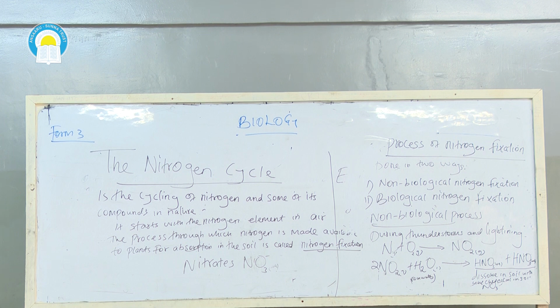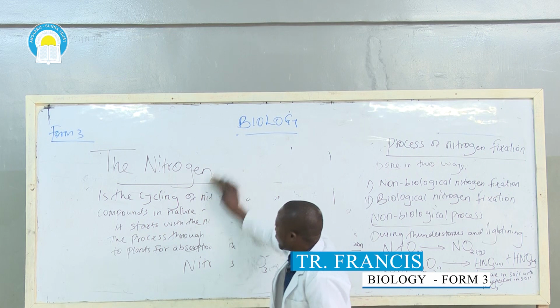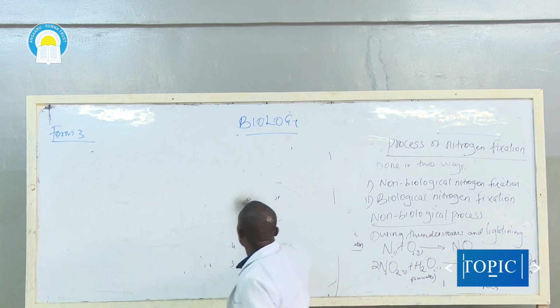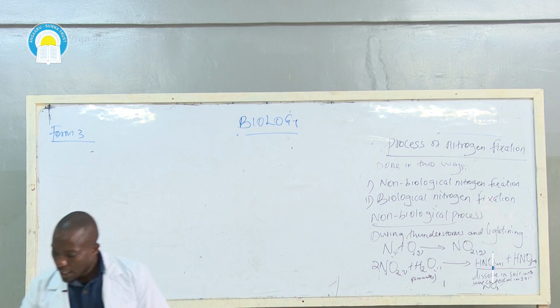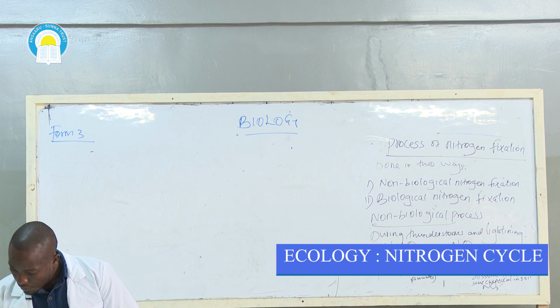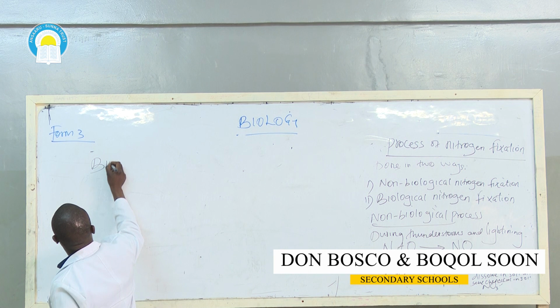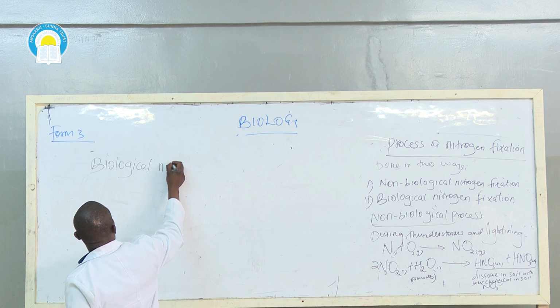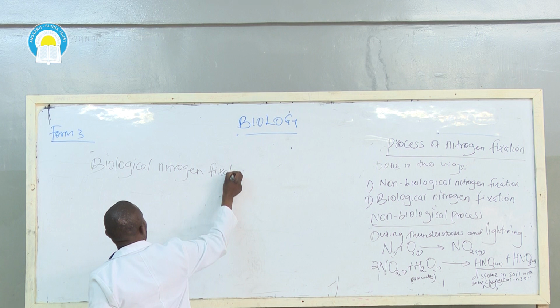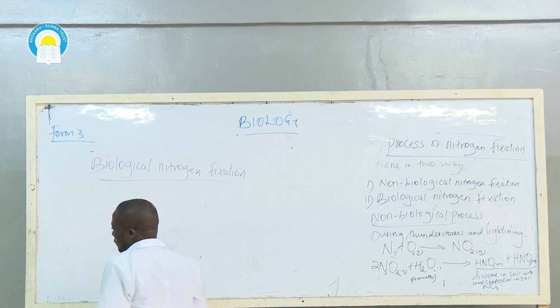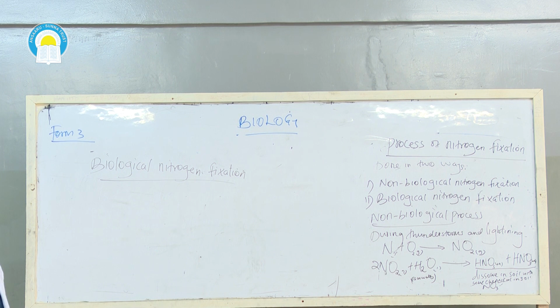After understanding that, allow me to go to the last one before I draw that flow chart or the cycle. Biological nitrogen fixation. I talk about biological. We are talking about living organisms which assist in the fixing of nitrogen to plants. This one is majorly done by living organisms.